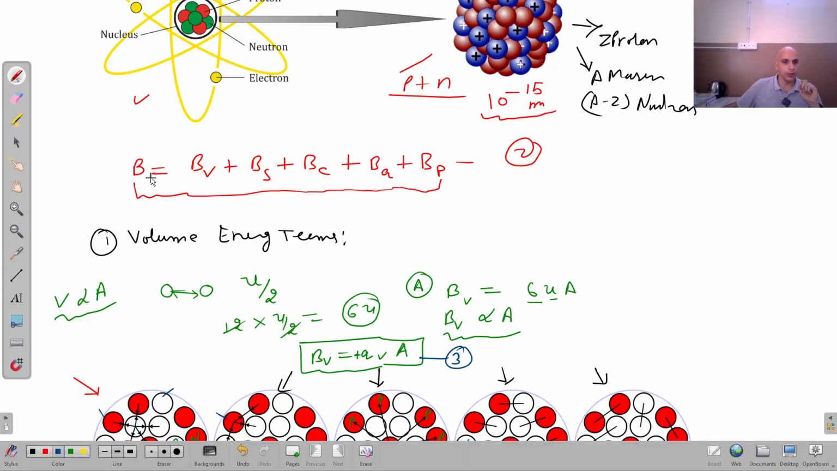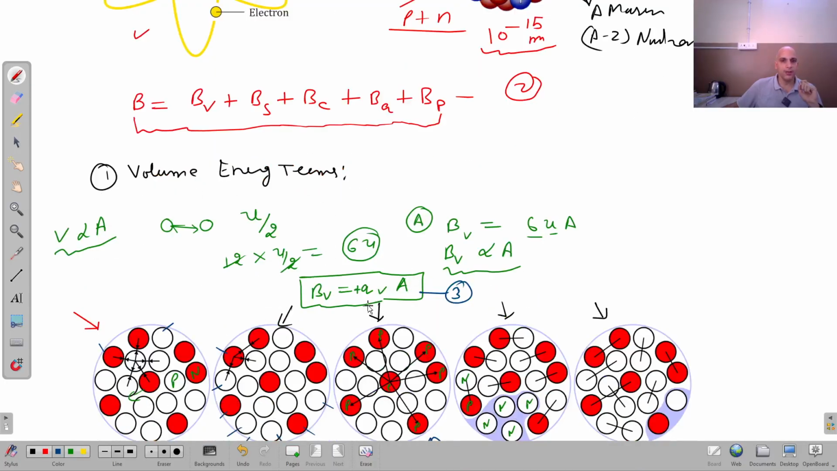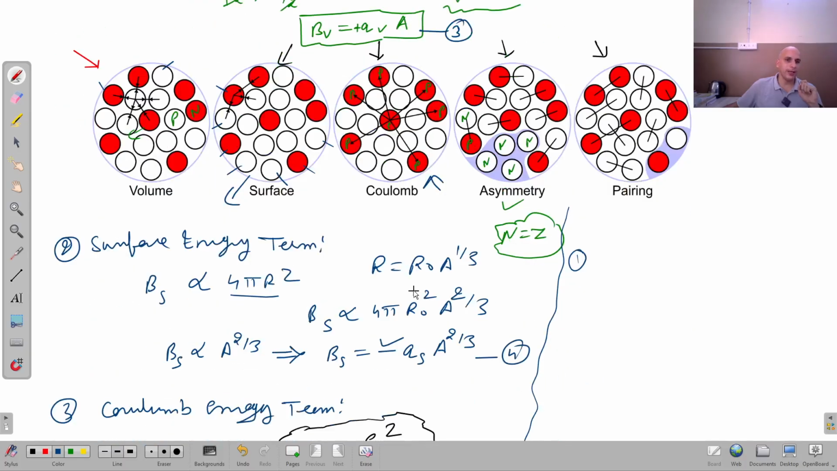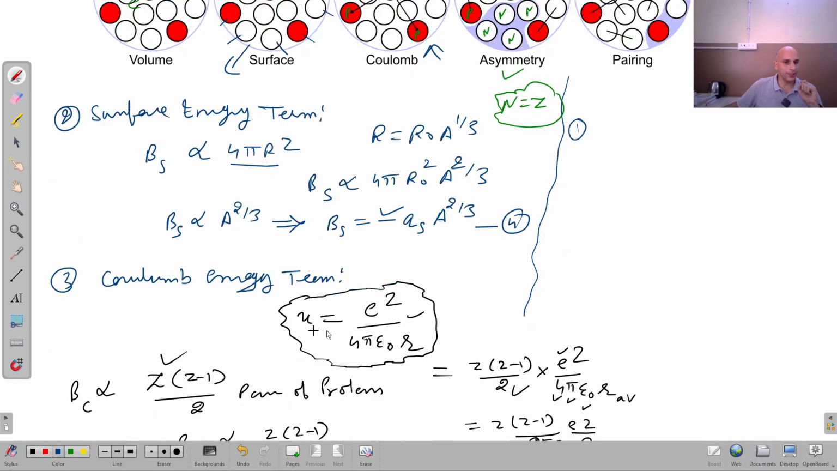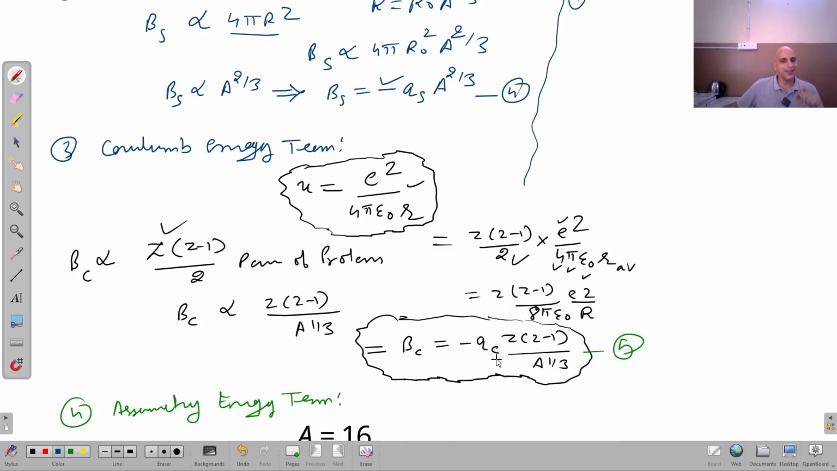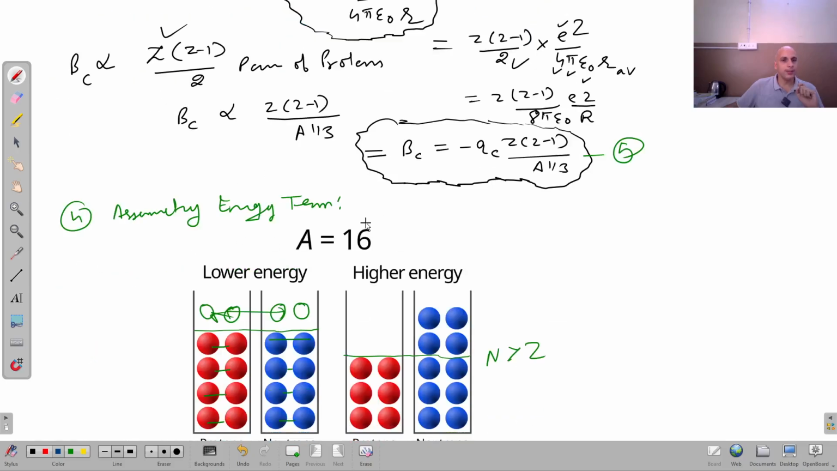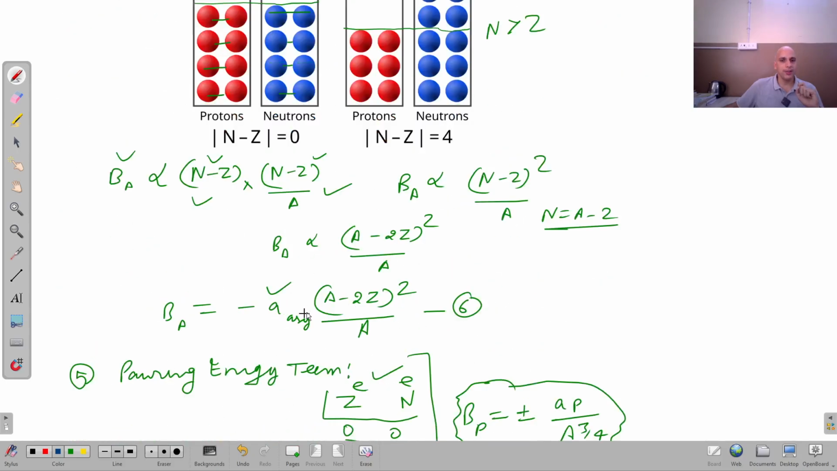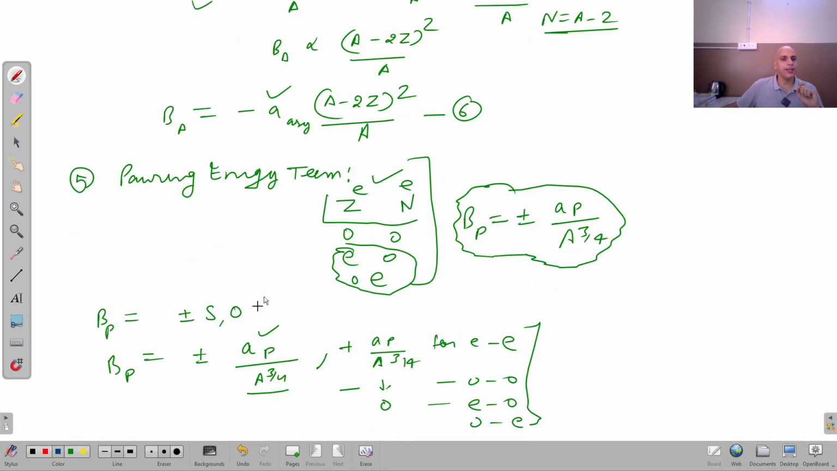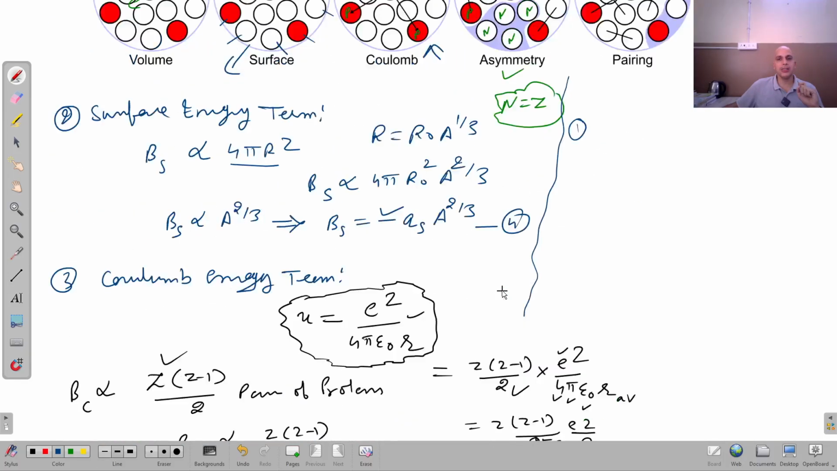Once again, going over all these terms: the volume energy term plus a_v A, then the surface energy term minus a_s A power 2 by 3, the Coulomb energy term minus a_c Z into (Z minus 1) divided by A power 1 by 3, the asymmetry energy term equal to minus a_asymmetry (A minus 2Z) square divided by A, and then the pairing energy term, that is plus minus a_pairing divided by A power 3 by 4. So this is all about it.